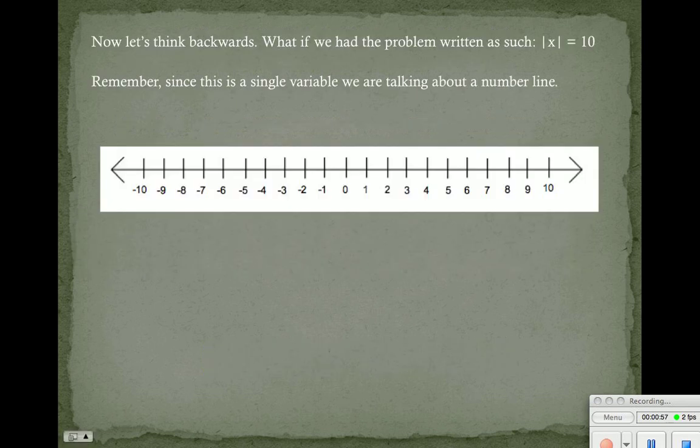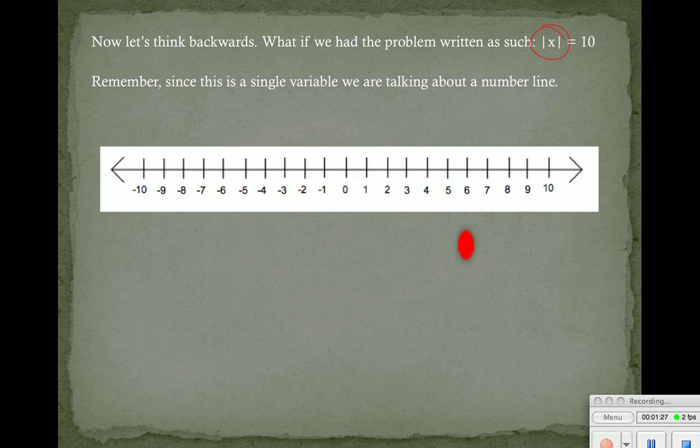Now in Algebra 2, they're going to have you think backwards. They're going to give you the problem that's written as such. The absolute value of what number is 10? So in your mind you have to think, what numbers have a distance of 10 away from 0? Since there's only one variable, they are asking us to use a number line.